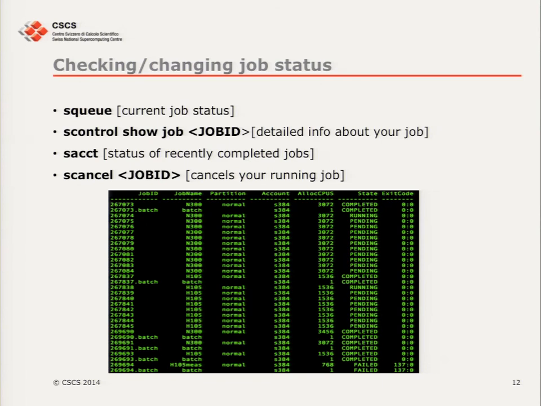There are a lot more options you can specify on sacct to find out more information about if something went wrong or if something timed out. That's another exit code you can have. And of course, scancel: if you submitted something and realize a split second later, oh, this is not what I really wanted to do, you can find the job ID and cancel that job.